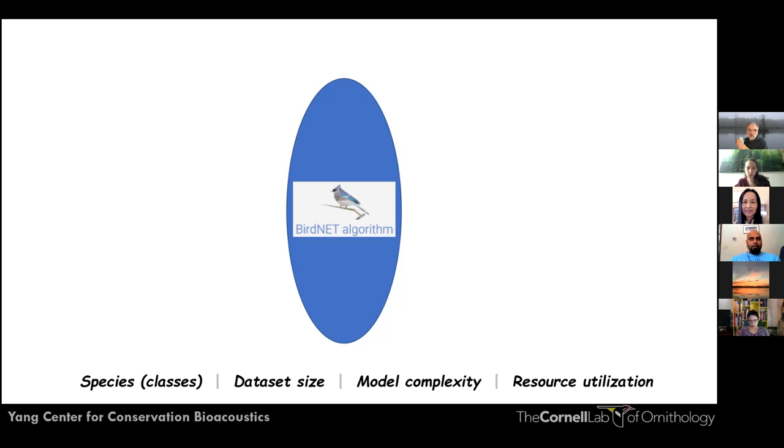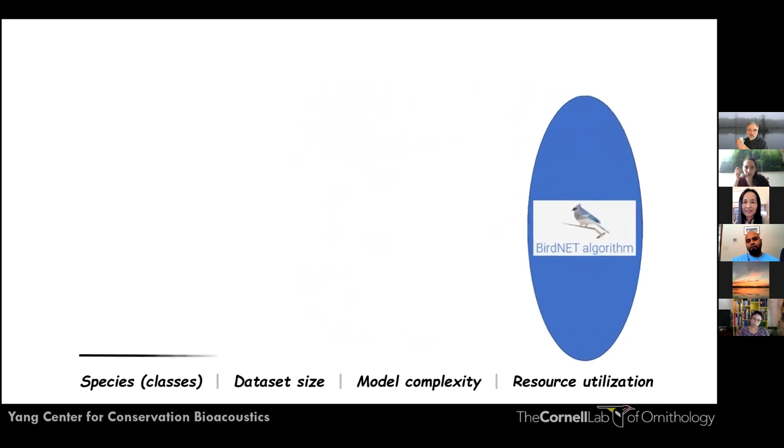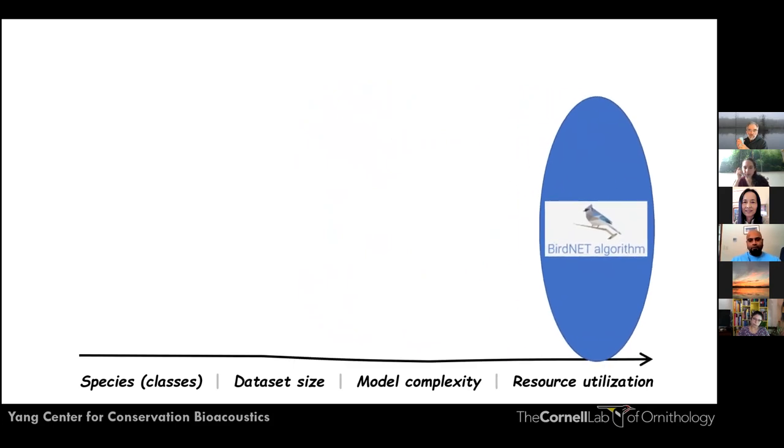And looking at what BirdNet can do, it's a heavily, heavily complex model. It's a large problem space. So if you think of a spectrum of problem spaces, you can push this to the right extreme. And every other problem that we can think of can be seen as falling on the left of this, basically.